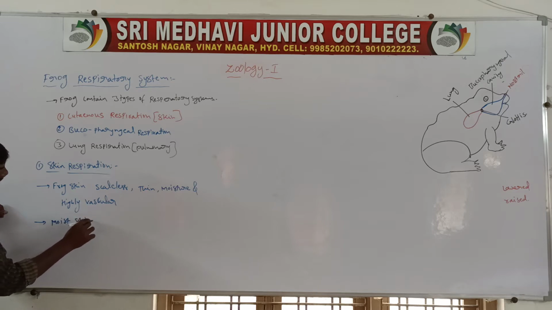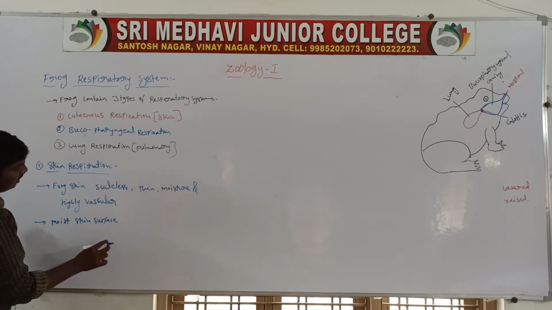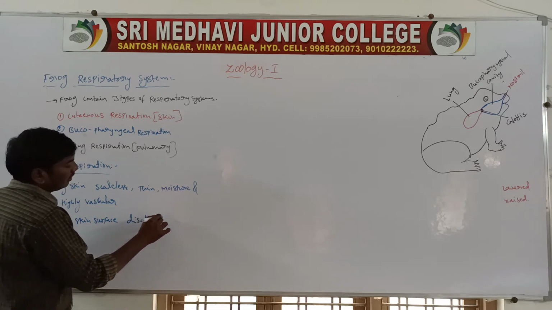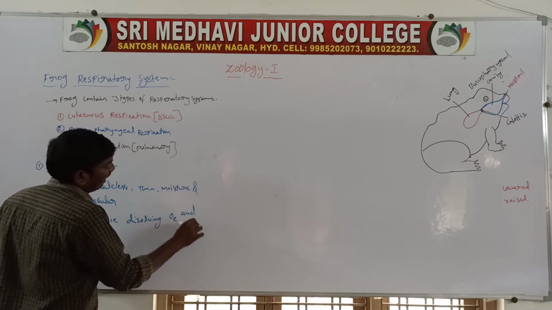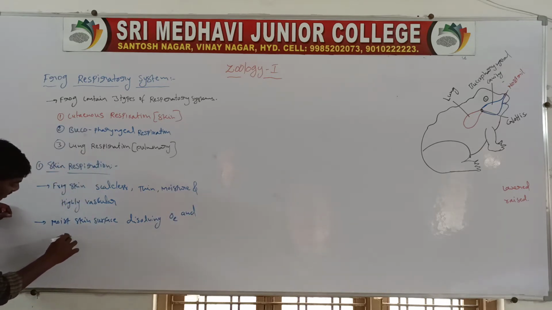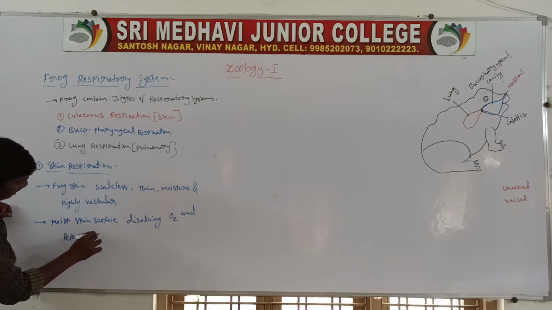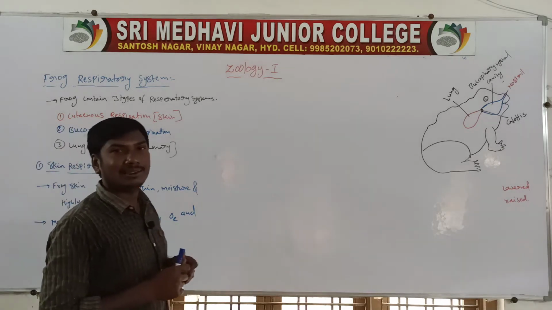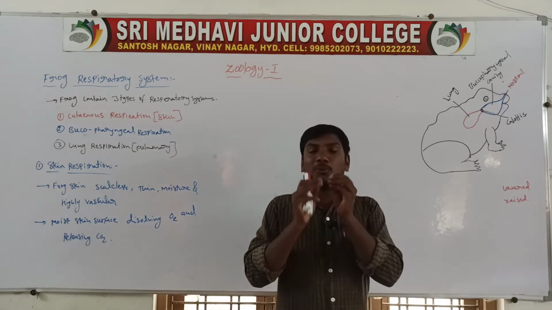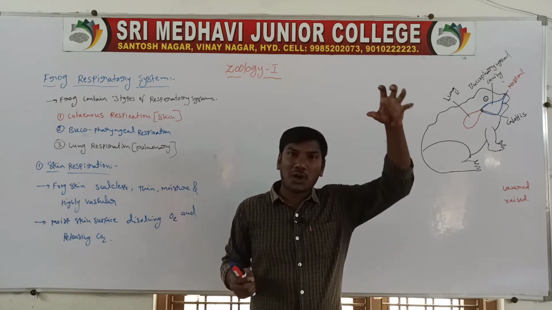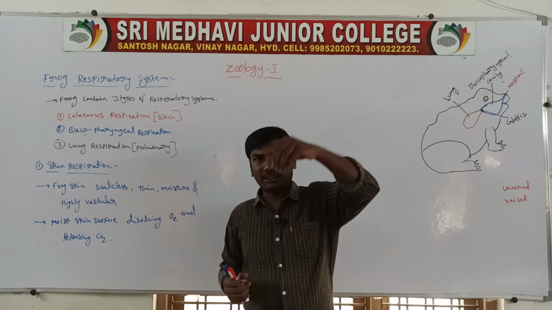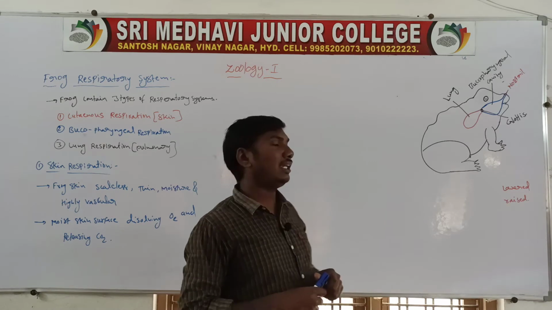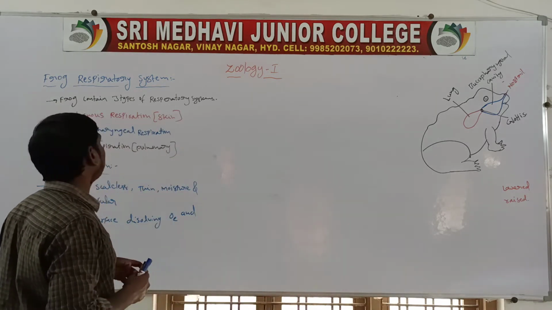The moist skin surface dissolves O2 and releases CO2. So that is skin respiration in frogs. The skin is moist and highly vascular. The moist surface dissolves O2, which enters the blood vessels, and CO2 is released to the outside. So this is cutaneous respiration or skin respiration.